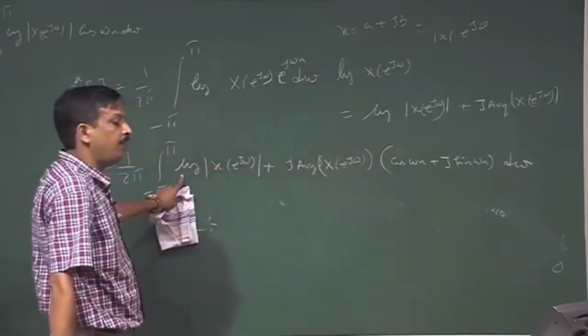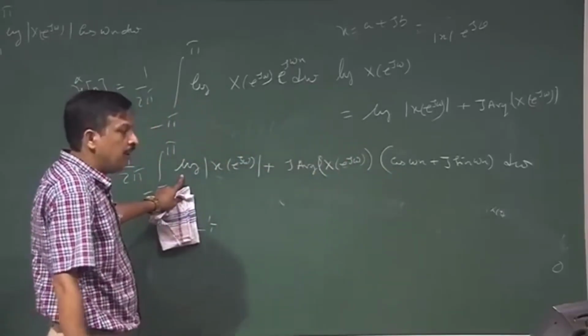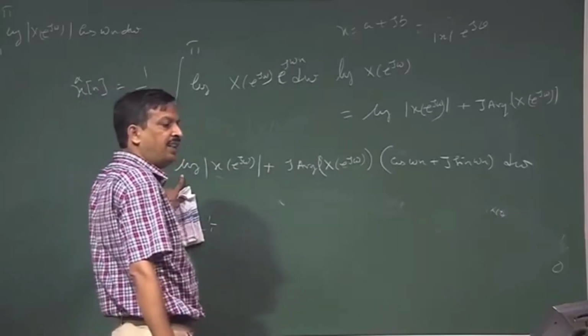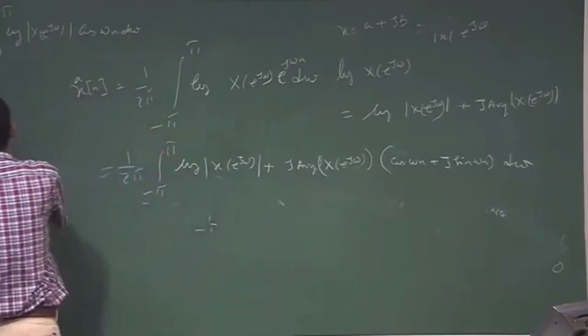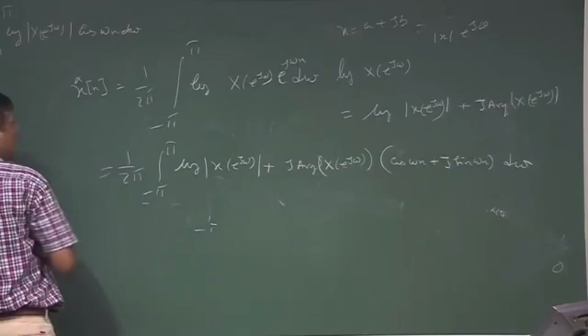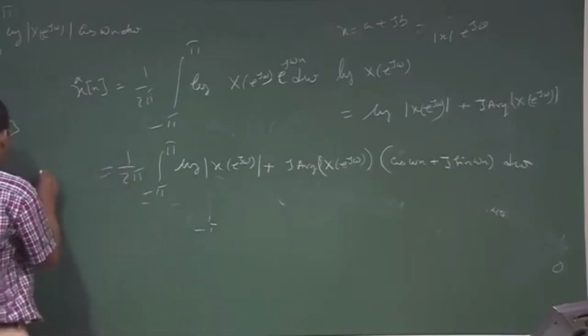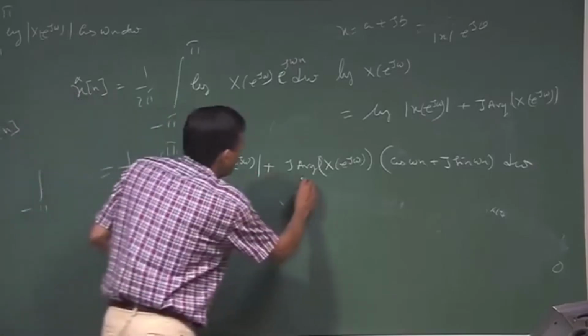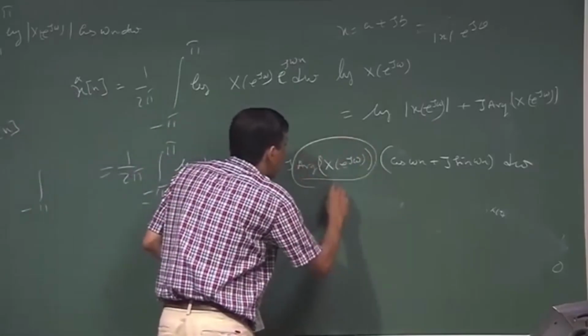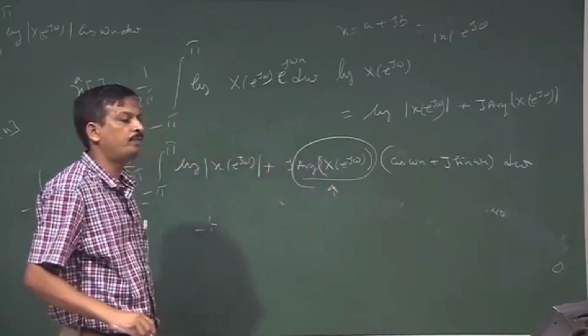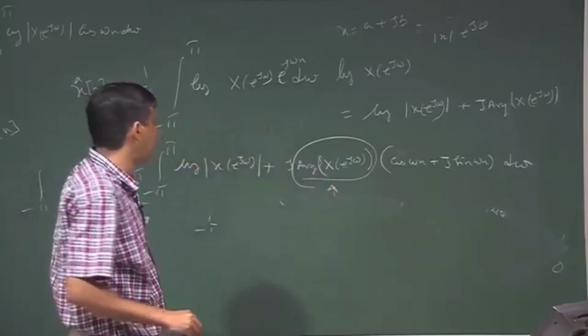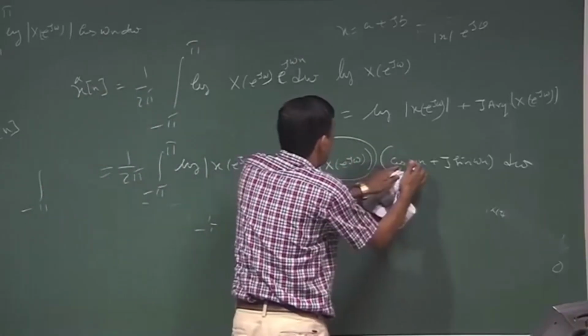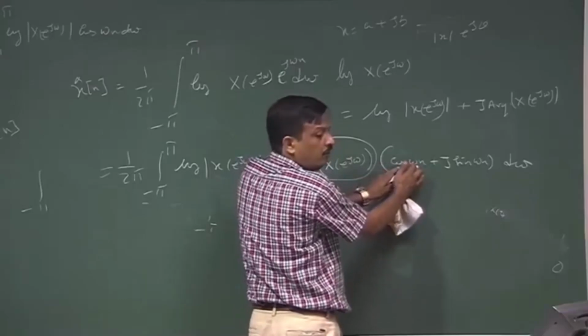Again I can say, if xn is real, then the arg of x e to the power j omega is an odd function, over minus pi to pi. Only the odd component exists. So, this multiplied with cos omega n will be 0.